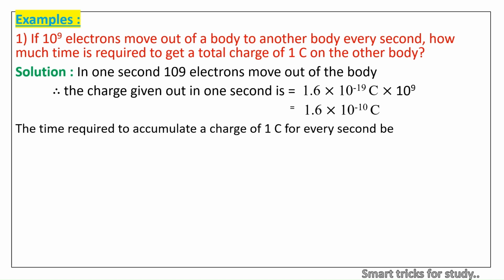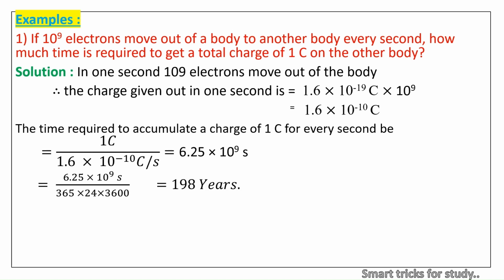The time required to accumulate a charge of 1 Coulomb is 1 Coulomb divided by 1.6 × 10^-10 Coulomb per second. On simplification, we get 6.25 × 10^9 seconds.